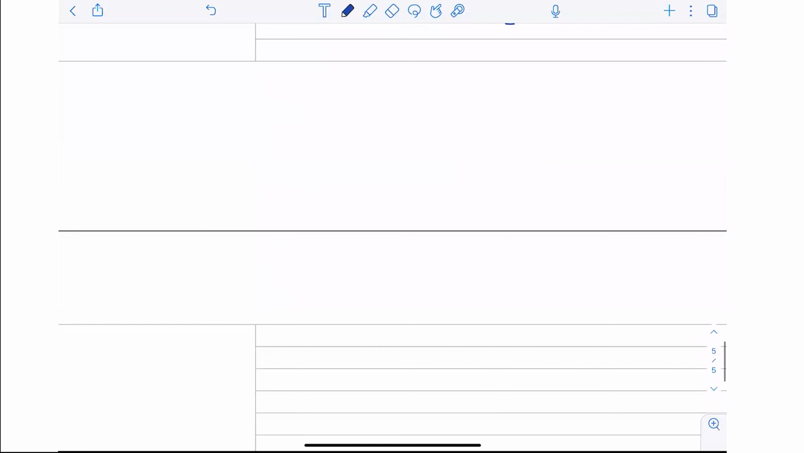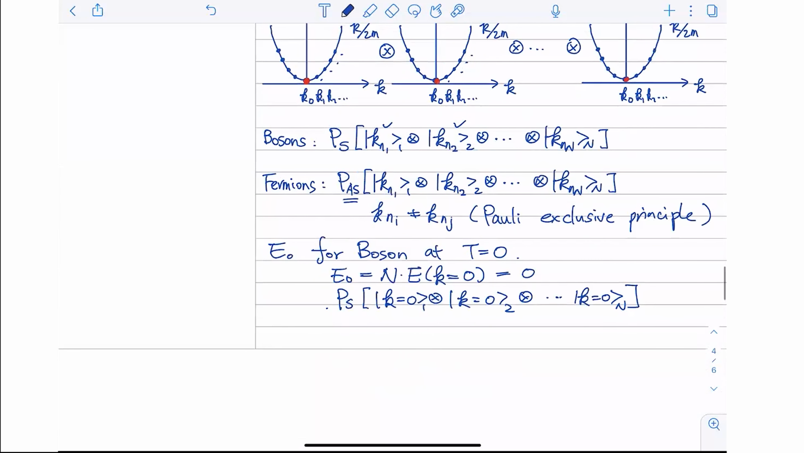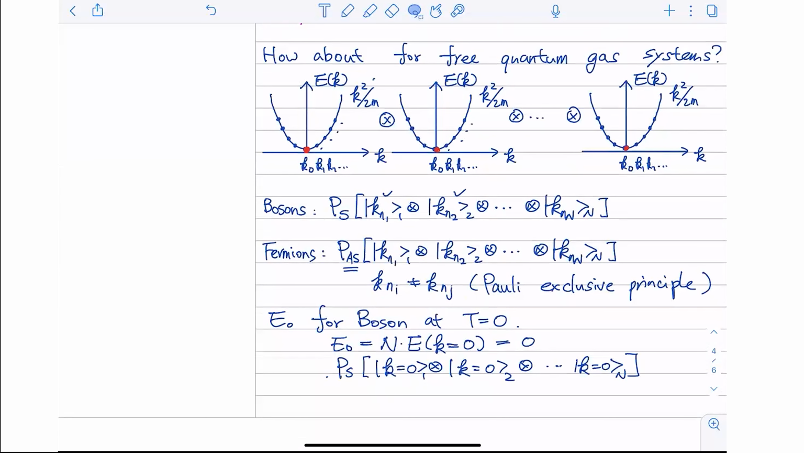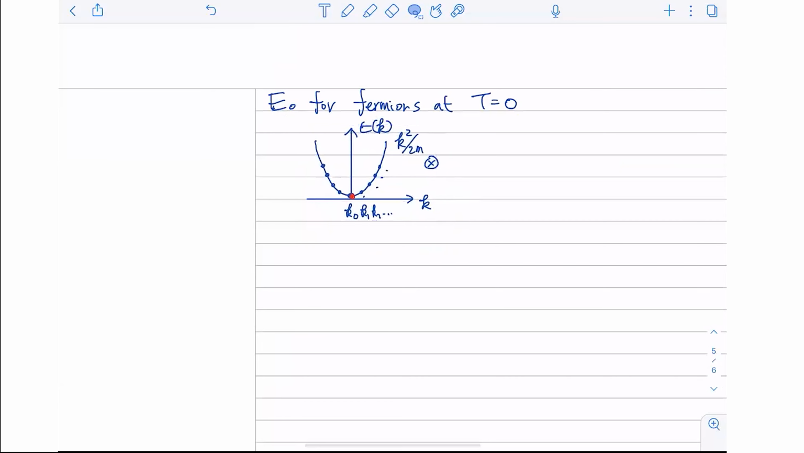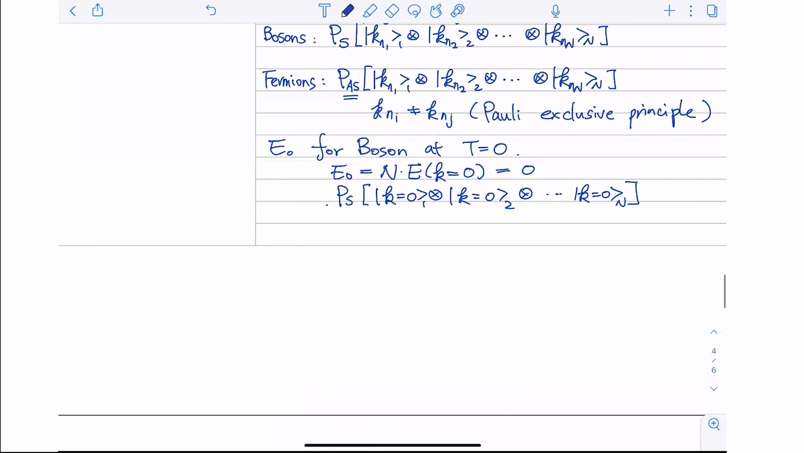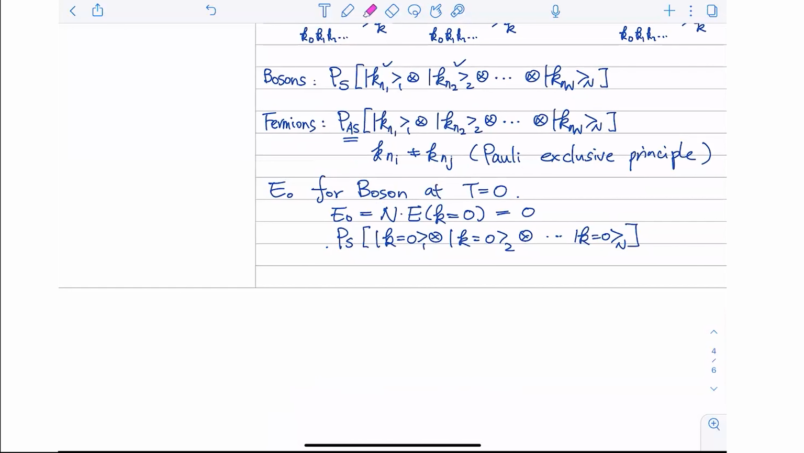And for fermions, the situation is very different, because now we have the constraint that the k cannot be identical.